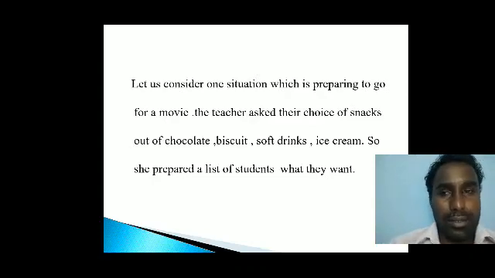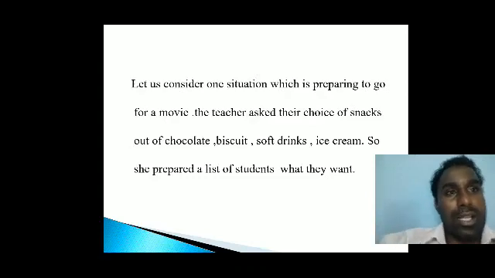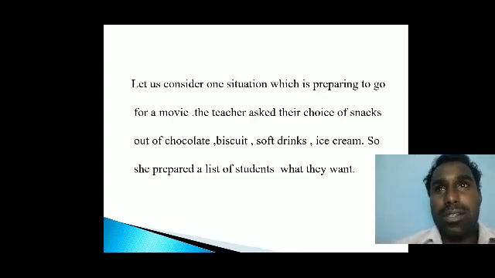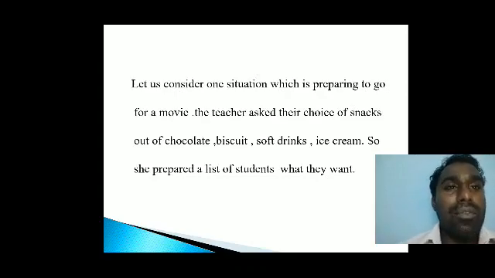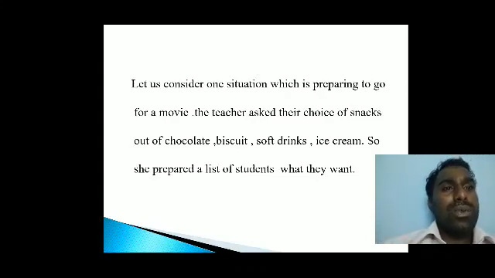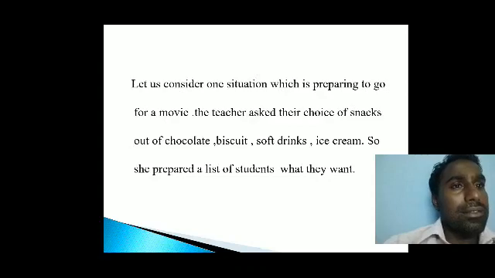What she said, who all want ice cream, just raise your hand. So she counted how many persons in total. Who all want soft drinks, raise your hand. So she noted who all want it, and the biscuit, how many persons. So that is how she arranges the totals. Total biscuits she has to buy, total soft drinks she has to buy, total ice cream she has to buy, or total chocolate she has to buy. So instead of asking one person one choice, that means one product, if she asked the entire class, she will get the information easily, right?